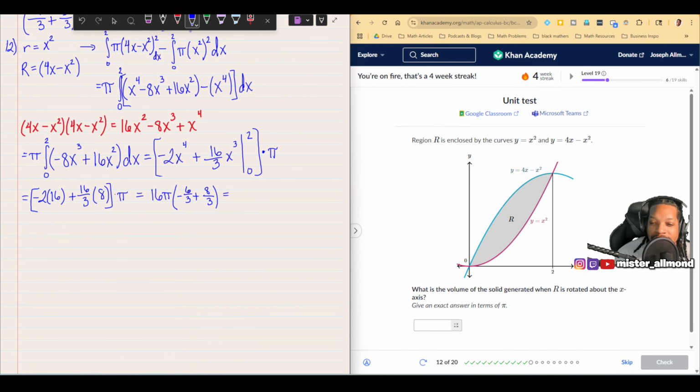I mean, it looks good. Let's just try it and see. If we get it wrong, we get it wrong. 32 over 3 times pi. Now, I did do a lot of mental math. Let's see here. 2 times 16 is 32. 16 times 8 over 3. Yeah. Let's see. Let's go.